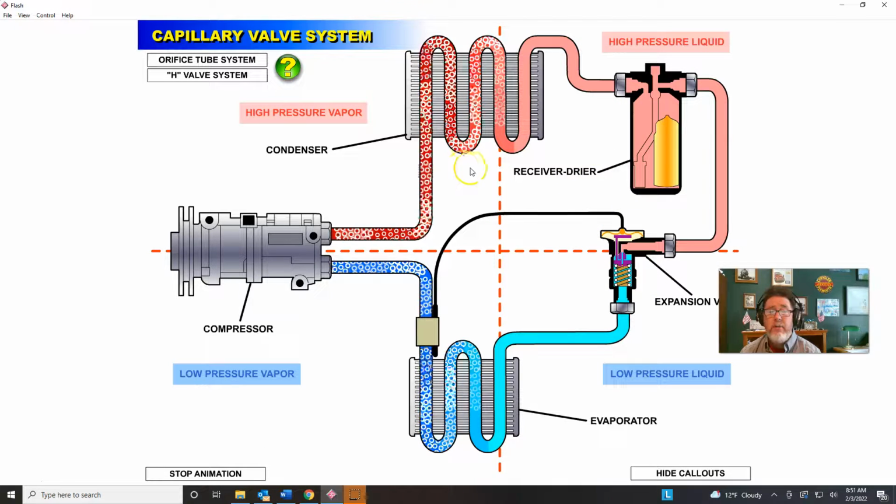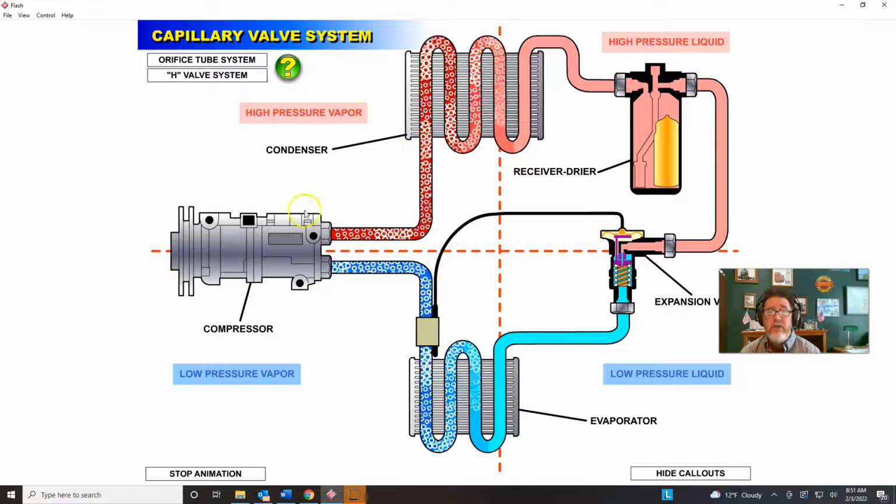So we've got the vapor side on one side and the liquid side on the other side. If I draw a line through the two pressure devices, the compressor is adding pressure and the expansion valve is reducing pressure. So if I draw a line between the two pressure devices, up on top is going to be high pressure, and over here on the bottom is going to be low pressure.